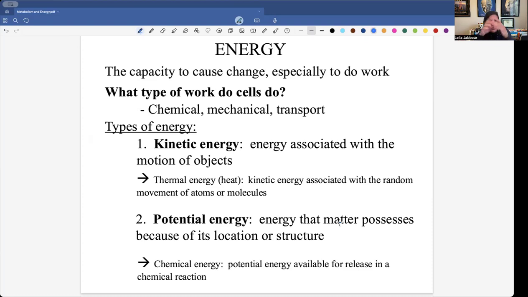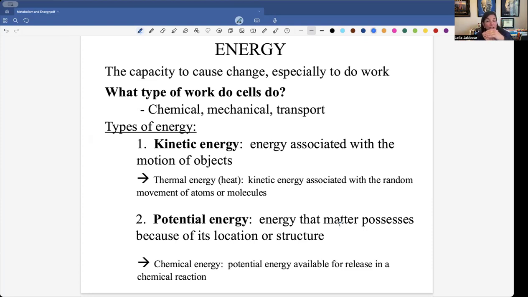So the types of energy, let's talk about these different types of energy. Kinetic energy and potential energy. So let's try to understand what's the difference. When we talk about kinetic energy, we're talking about energy that's associated with some kind of movement. That's what kinetic is referring to. So it's energy associated with movement of objects, the motion of objects. So when something moves, it's called kinetic energy.